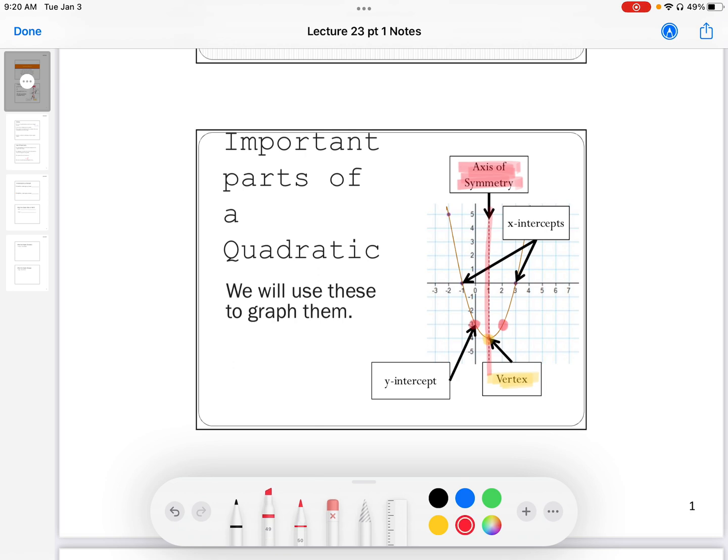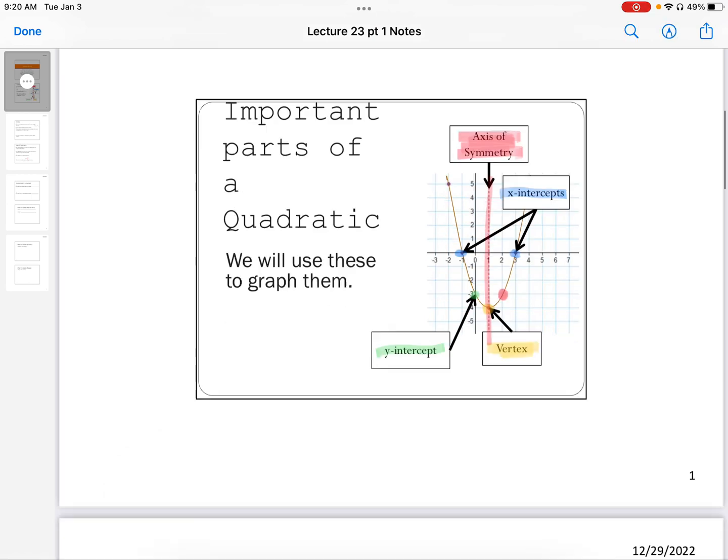Along with those, we will be talking about your x-intercepts, which are just simply where it crosses your x-axis. And then lastly, we would have your y-intercept, which is going to be where it crosses the y-axis. We've already done some stuff with finding x and y-intercepts. The axis of symmetry and vertex will not be new because we did it last year, but it will be newer. So let's go ahead and get started then.